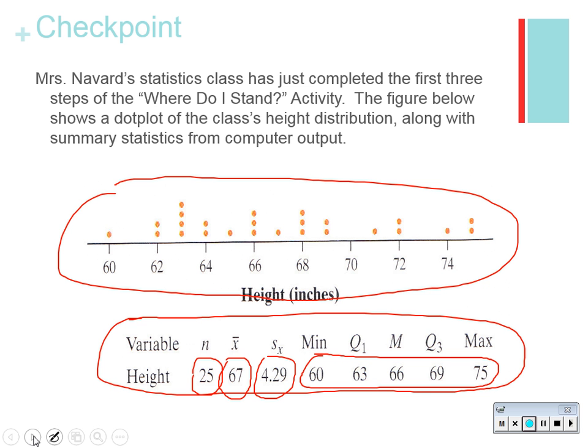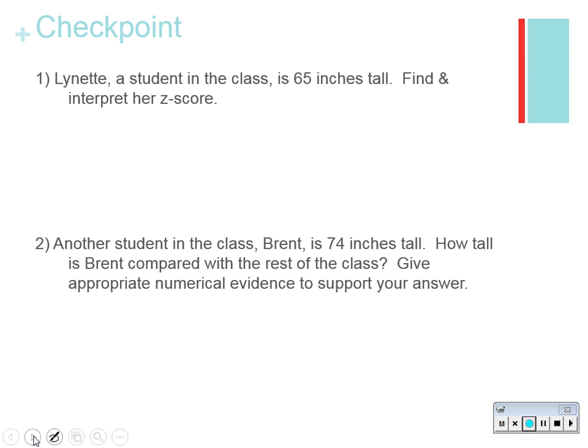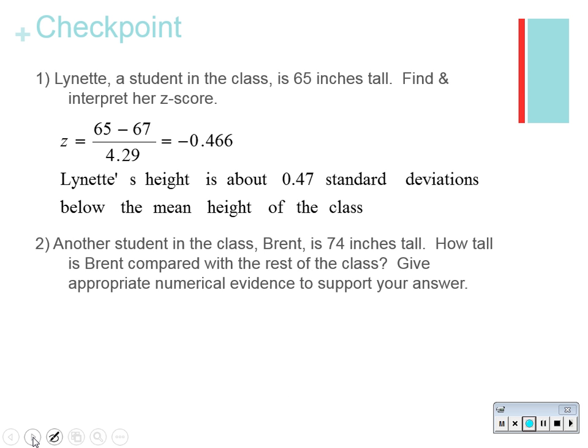So the question here says, Lynette, a student in the class, is 65 inches tall. Find and interpret her z-score. So in terms of what we're going to do mathematically here, I want to take her height minus the mean divided by the standard deviation. When I do that, I get negative 0.466. So hopefully you notice here that since her height is less than the mean height of the students in her class, you're going to get a negative value for the z-score.